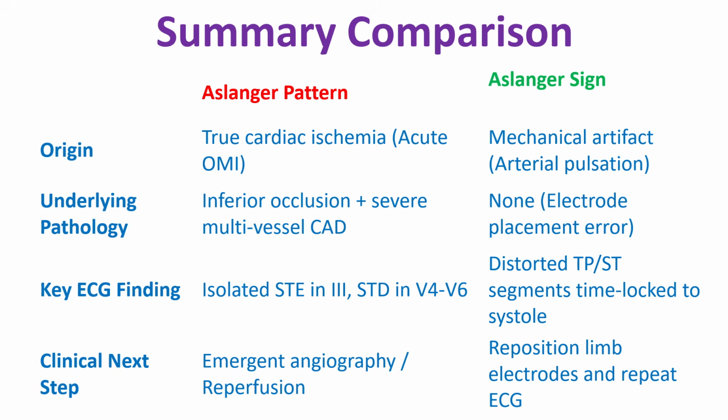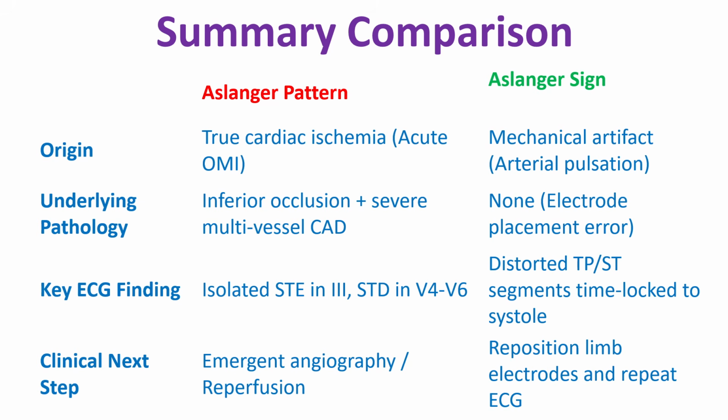Here is a comparison. Origin: Aslanger pattern, true cardiac ischemia, acute occlusion myocardial infarction. Aslanger sign, mechanical artifact, arterial pulsation. Underlying pathology: in Aslanger pattern, it is inferior occlusion plus severe multivessel coronary artery disease. Aslanger sign, none, electrode placement error.